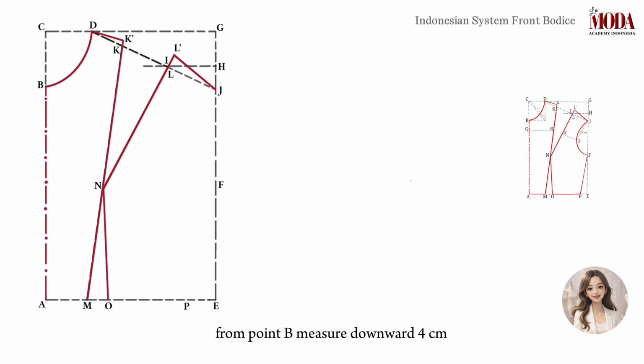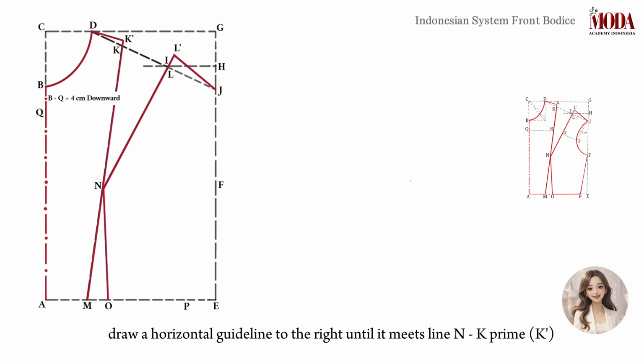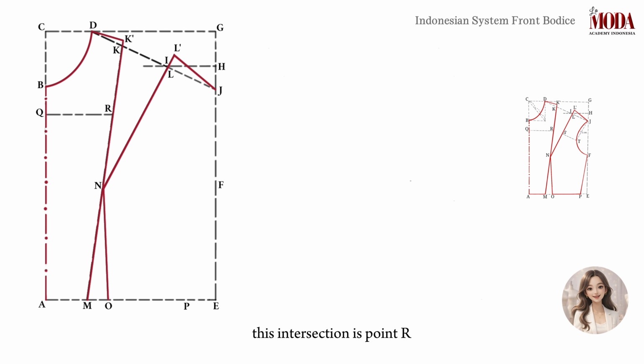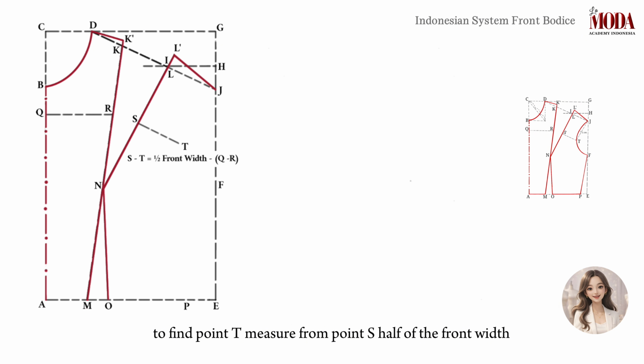From point B, measure downward 4 centimeters to locate point Q. Draw a horizontal guideline to the right until it meets line NK prime. This intersection is point R. Transfer the distance from N to R to locate point S on the other dart leg. From point S, draw a horizontal guideline. To find point T, measure from point S half of the front width minus the distance from Q to R.